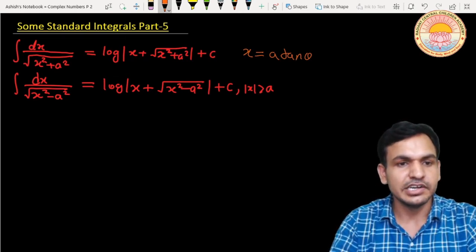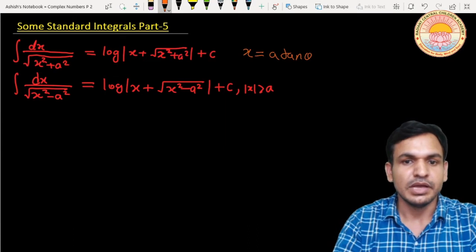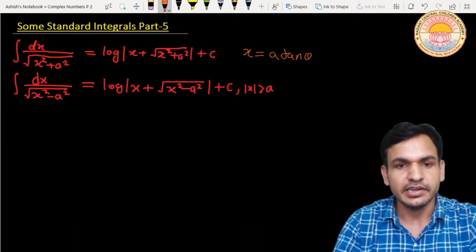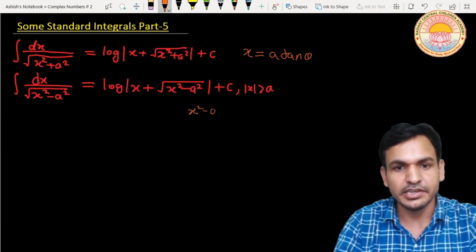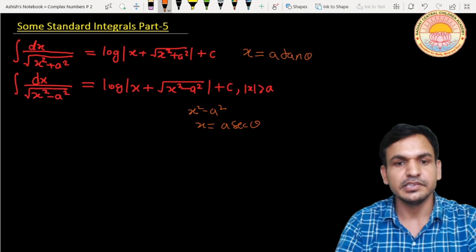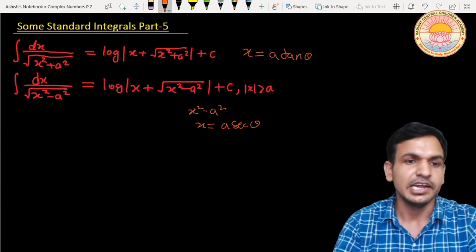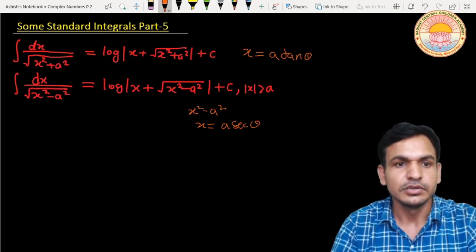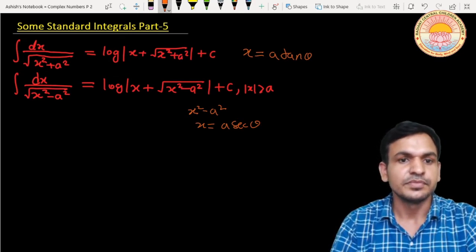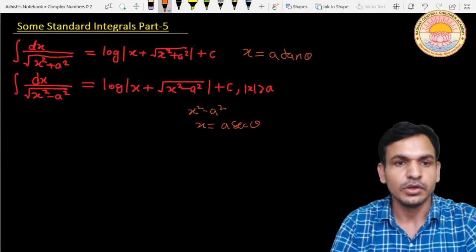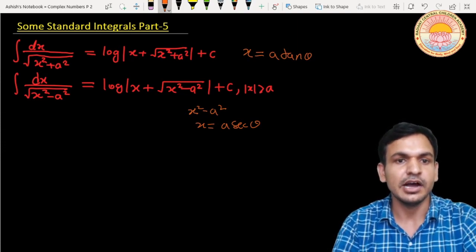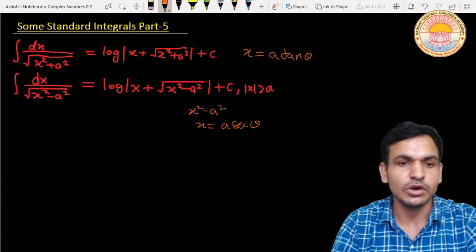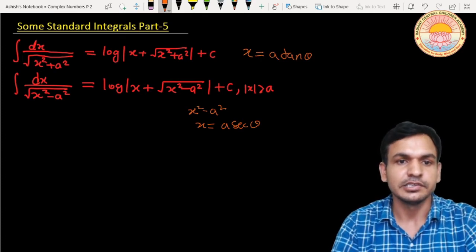And to prove this result, you have studied in inverse trigonometry that if there is an expression of x square minus a square, then we have to substitute x is equal to a sec theta. By substituting x is equal to a sec theta, it will get changed into some standard integral from where you can integrate it. After this, now we will solve some examples on these standard integrals. We will see how we can apply it in solving the other integrals.